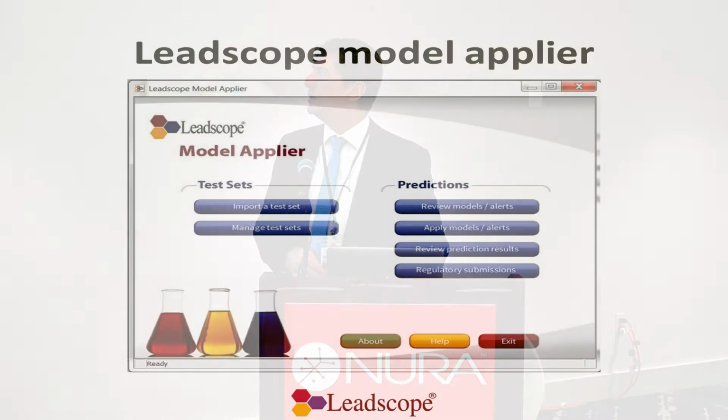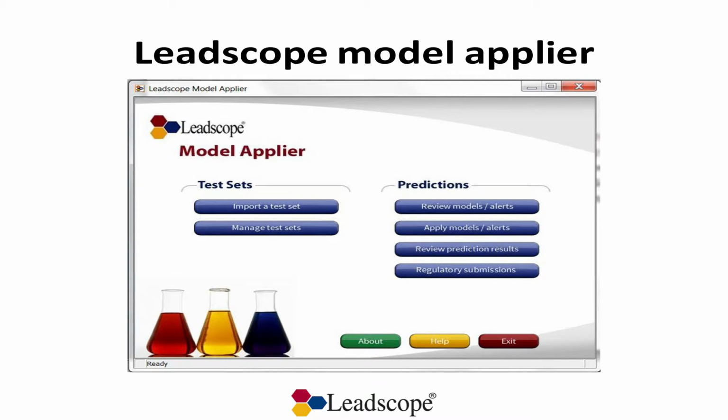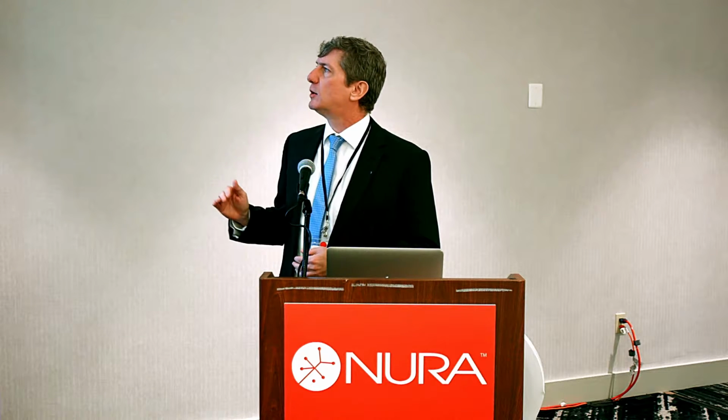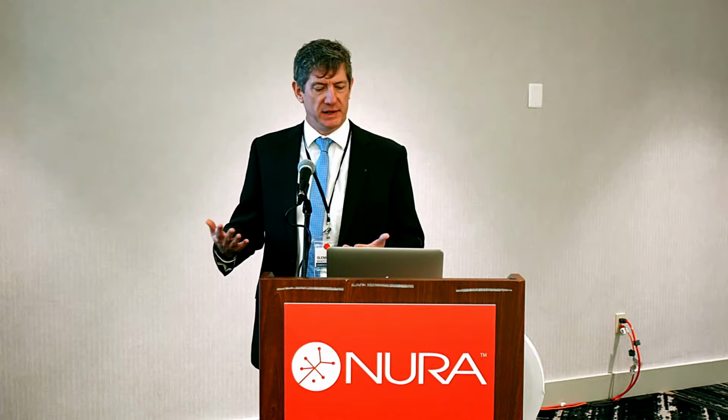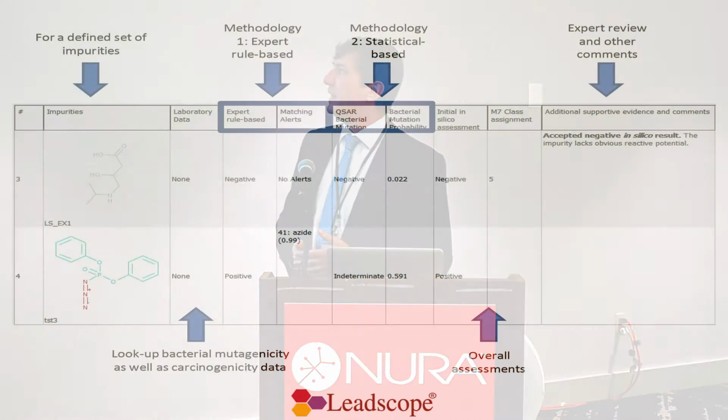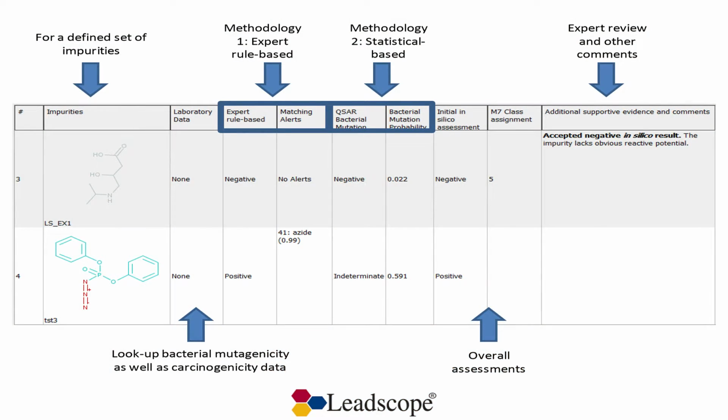And this is the tool we'll use. This is the LeadScope Model Applier. It's a fairly simple-to-use tool that's really focused on making predictions of toxicity. We'll work through a number of chemicals. We'll see if we have any data. We'll apply the different methodologies. We'll then do an expert review of the information. You can see there's a column that says M7 class assignment. I'll describe what that class assignment is, and we'll go through how we can do an expert review of this information.